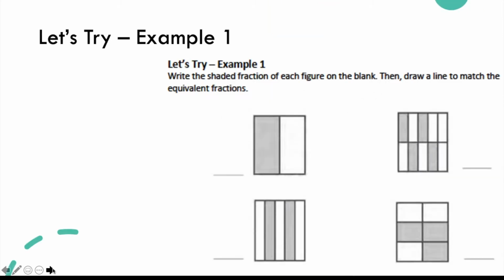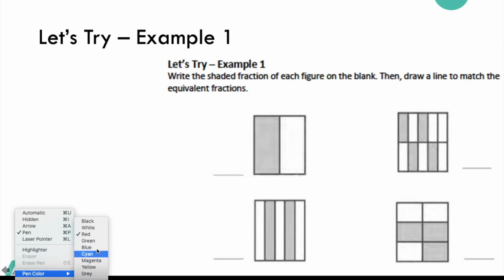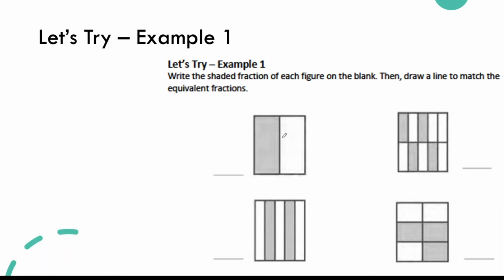Let's try. It says write the shaded fraction for each figure on the blank, then draw a line to match the fractions. So let's start by just identifying our fractions. Let me make sure my pen isn't still pink. All right. Here are my fractions. I see 2 equal pieces. I see 1 piece shaded. I know that that is 1/2. Great. Let's count here. 1, 2, 3, 4, 5. I see 5 equal pieces. That's my denominator. And I see 2 pieces shaded, 2/5.